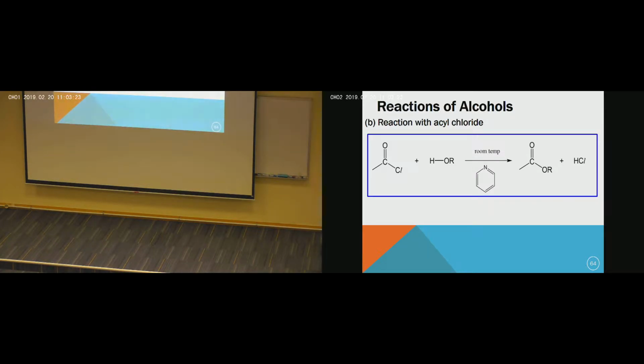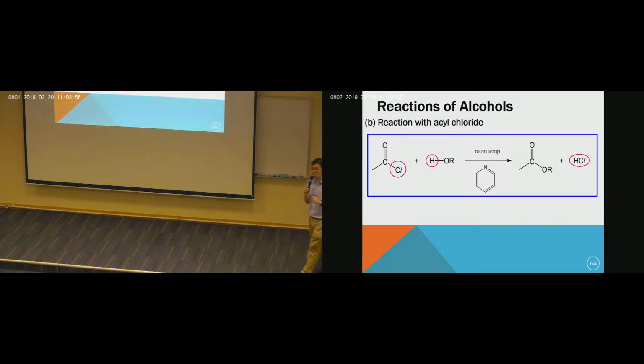Just now when carboxylic acid was reacted with alcohol, what's the pattern? The ROH, which is the alcohol, contributes the H. The RCOOH contributes the OH, right? In this case, the ROH will also contribute the H, but the acid chloride, also known as your acyl chloride, because there's no OH, right? It contributes the Cl. So the H and the Cl come together to give you the side product called HCl.